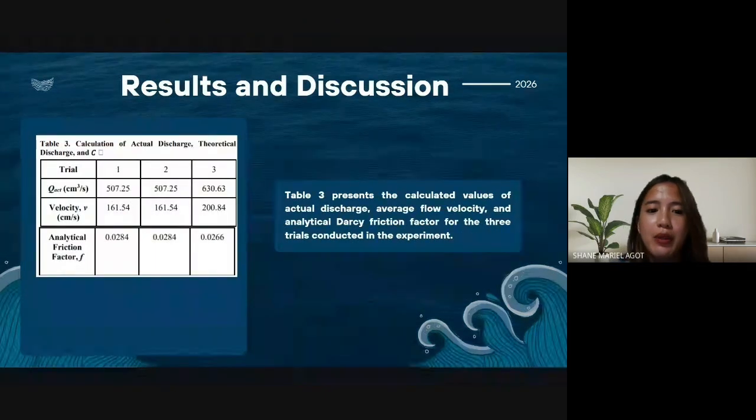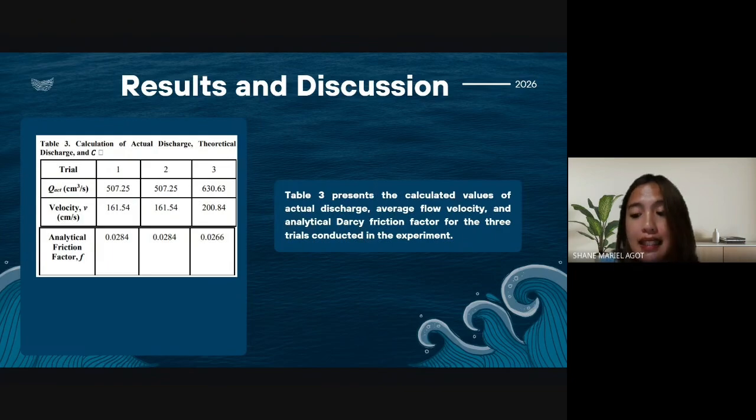Okay, table 3 presents the calculated values of actual discharge, average flow velocity, and the analytical Darcy friction factor for the 3 trials conducted in the experiment. Trials 1 and 2 produce the same results. The actual discharge was 507.25 cubic centimeters per second, while the average flow velocity was 161.54 centimeters per second. This value resulted in an analytical friction factor of 0.0284.